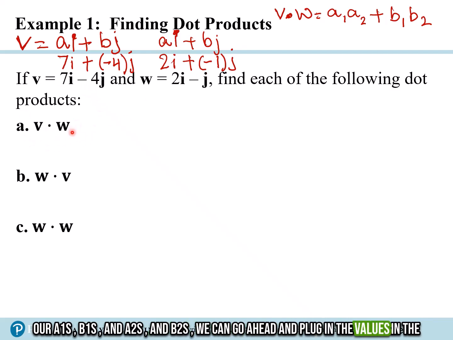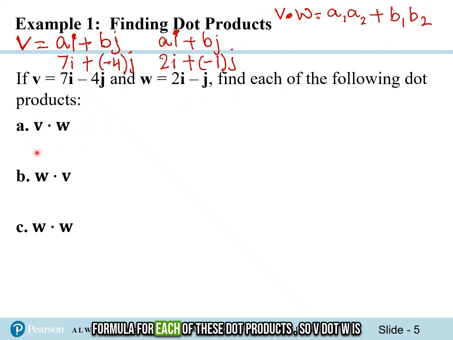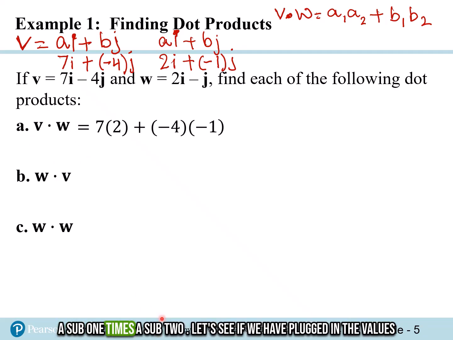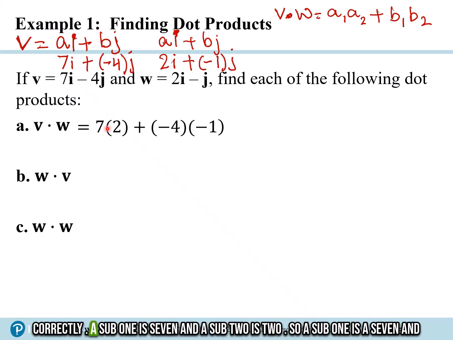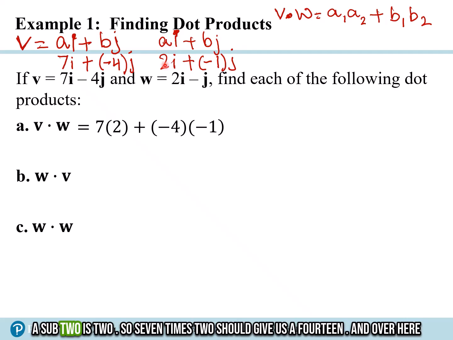plug in the values in the formula for each of these dot products. So v dot w is a sub 1 times a sub 2. Let's see if we have plugged in the values correctly. a sub 1 is 7 and a sub 2 is 2. So 7 times 2 should give us a 14.